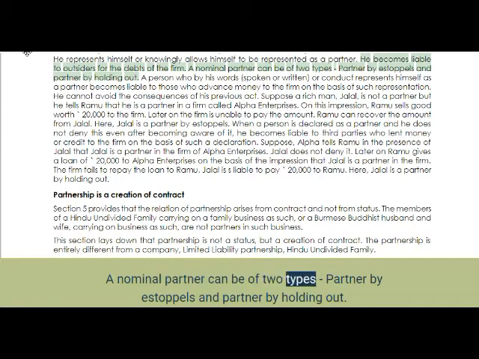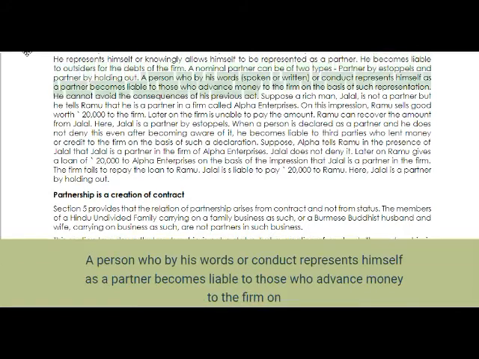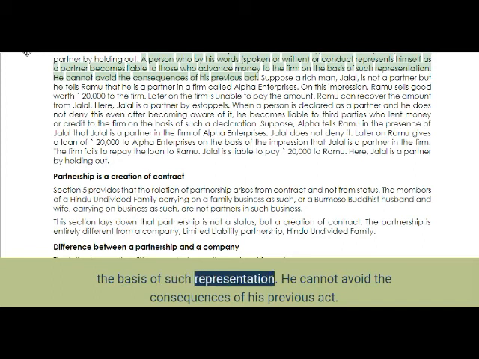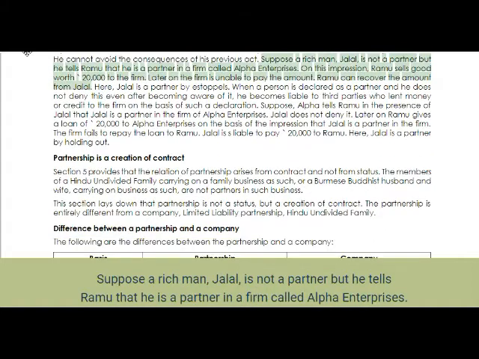A nominal partner can be of two types: partner by estoppel and partner by holding out. A person who by his words, spoken or written, or conduct represents himself as a partner becomes liable to those who advance money to the firm on the basis of such representation. He cannot avoid the consequences of his previous act.